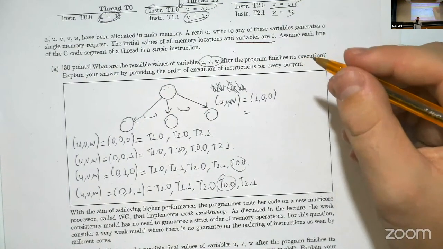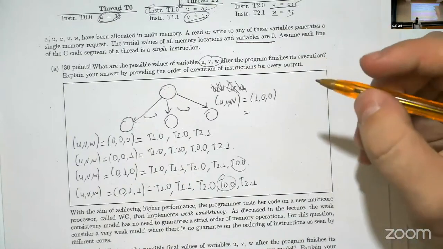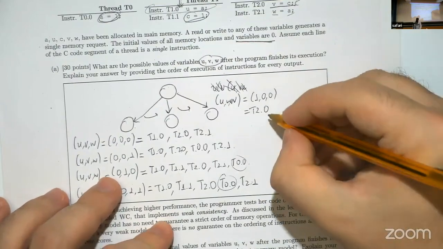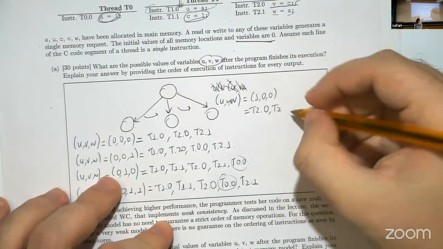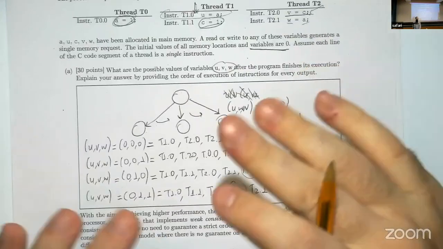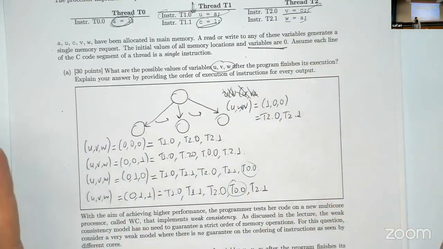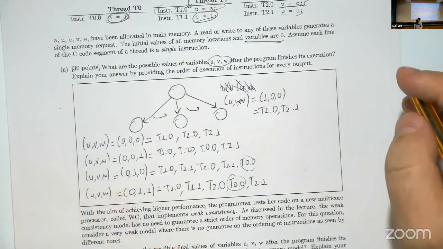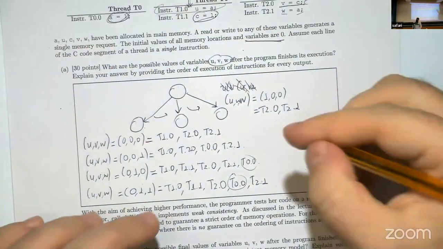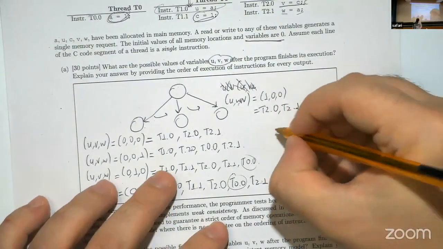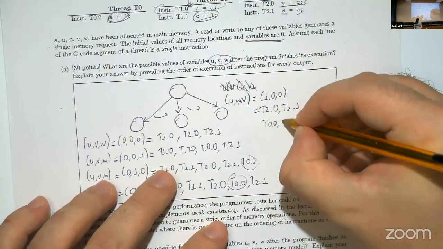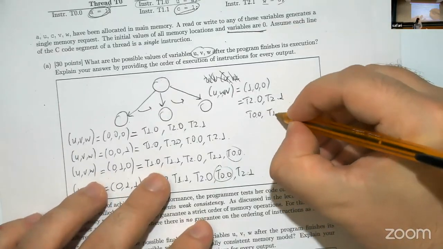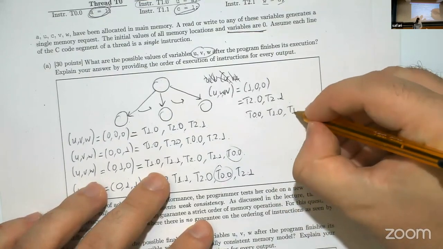Because we need to make sure V is 0, basically. So we execute T2,0 and then we execute T2,1. And right now we're sure that V and W are 0, regardless of what will be written later, right? And now after T2,0, T2,1, we execute T0,0, which sets A to 1. And after A is set to 1, we execute T1,0 and T1,1.